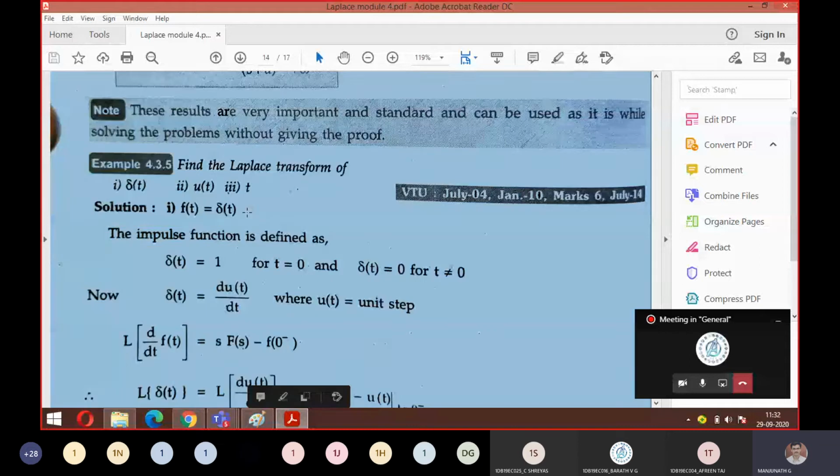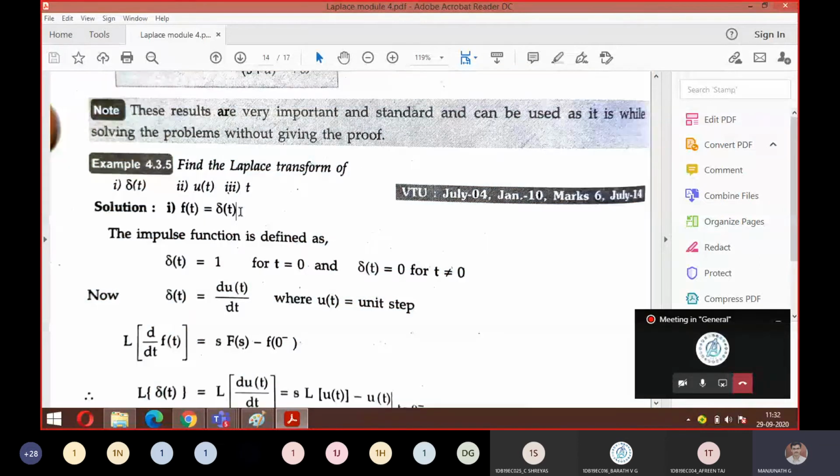I clearly mentioned delta of t is nothing but the impulse function that occurs only at t equal to 0. And always remember the delta function value itself is equal to 1. So that 1 is what you're supposed to prove now. The impulse function is defined as delta of t equals 1 for t equal to 0, which means only at t equal to 0 does the delta function exist. If t is not equal to 0, on either the positive or negative side, there is no existence of the impulse function. That's why we can write delta of t is equal to 0. Am I clear till here, everyone?